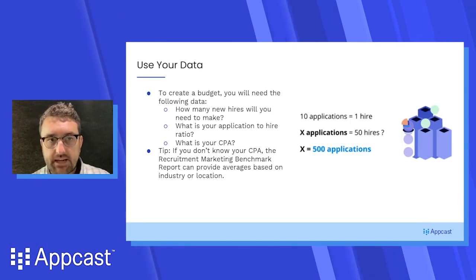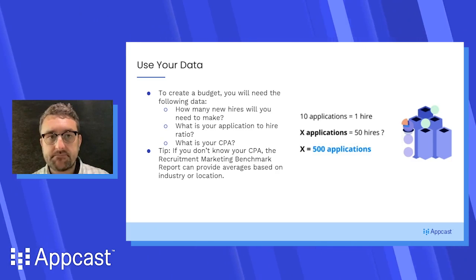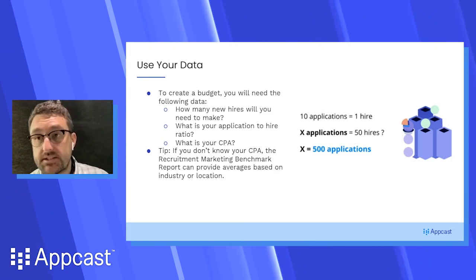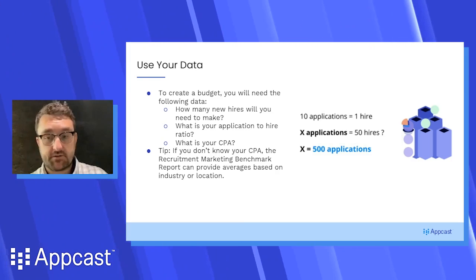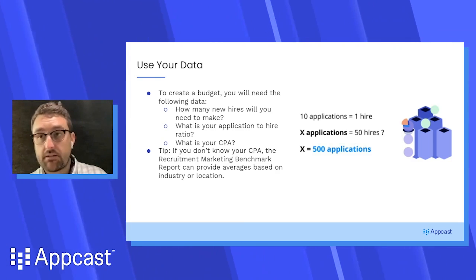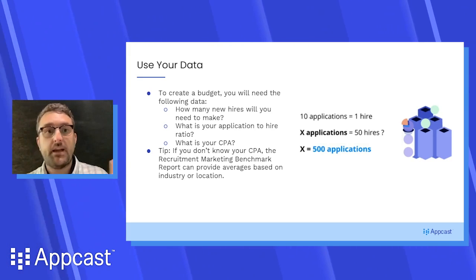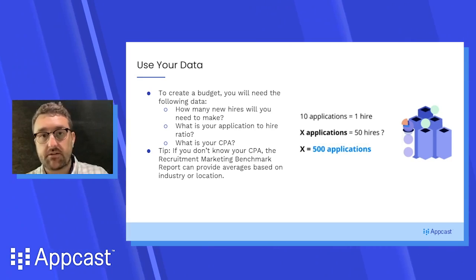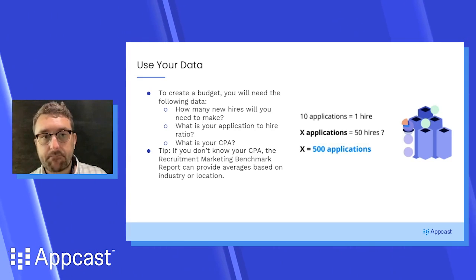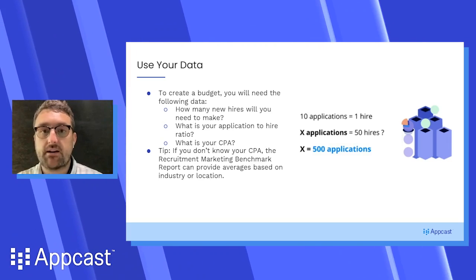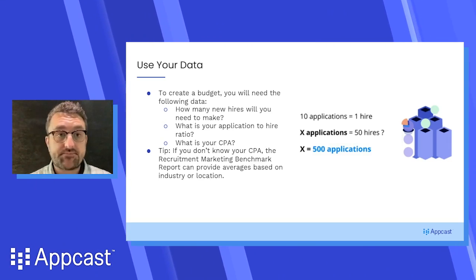How many hires do you need to make, and when do you need to make them? How many applications do you typically need to get a short list? A short list is a group of people who are qualified, who you want to present in front of a hiring manager or provide them an offer, basically to get you down to one single hire. How many applications does that take? And then what is the cost per application that's going to be required to get all those applications?